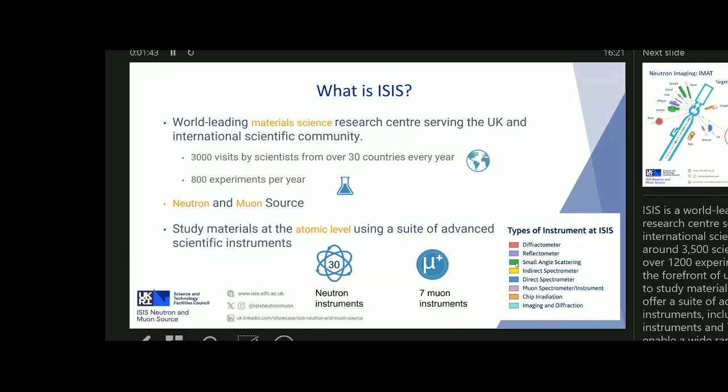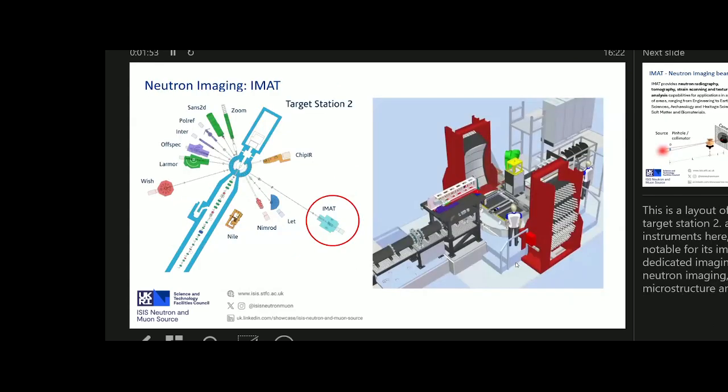So we very much welcome researchers from the UK and from the rest of the world to come to us to use our facility for research. And today I would like to introduce to you one of the instruments, which is for neutron imaging, and we call it IMAT.